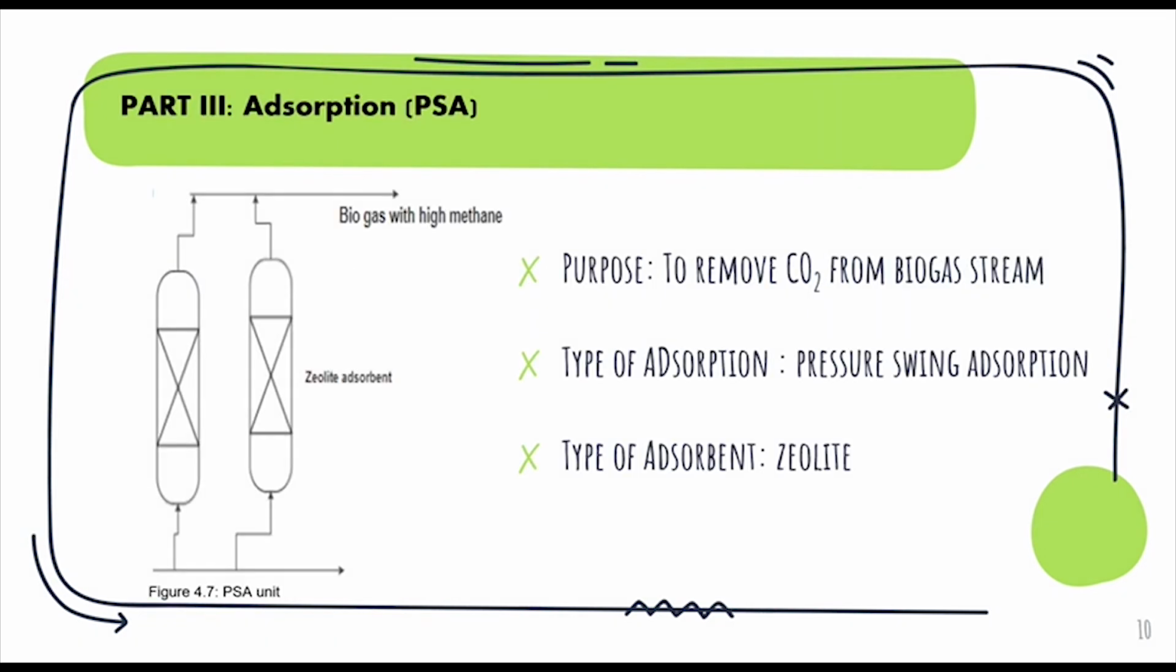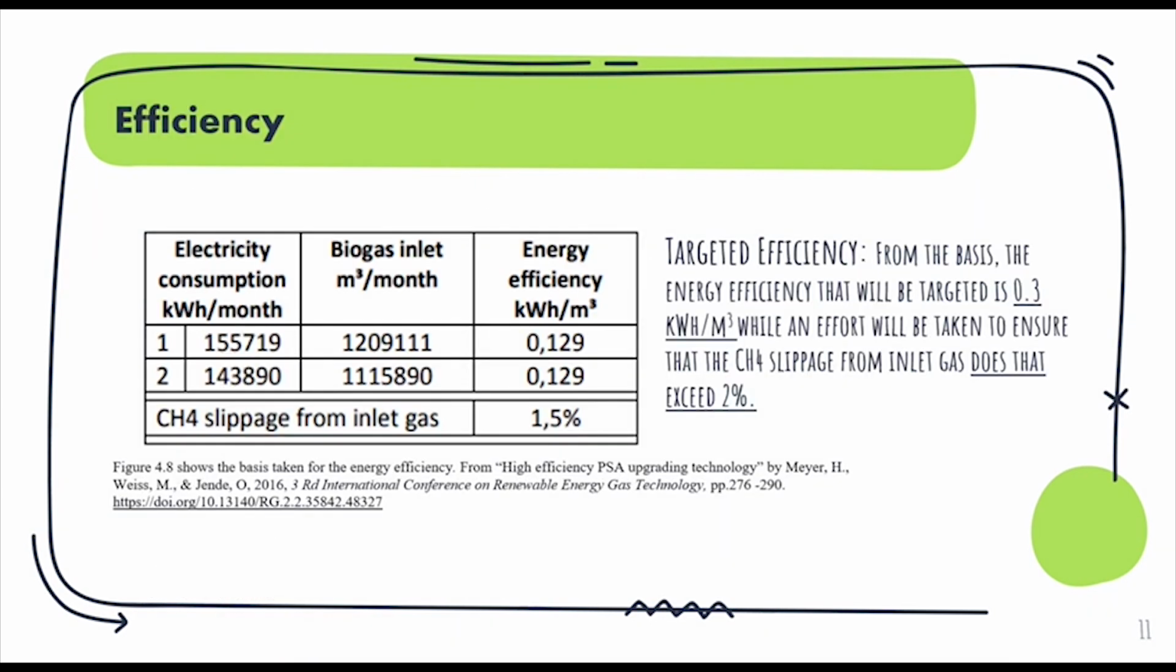In part 3, pressure swing adsorption will be used to remove CO2 from the biogas stream, and the type of adsorbent that will be used is zeolite. As for the efficiency, figure 4.8 will be used as the basis, and from the basis, the energy efficiency that will be targeted is 0.3 kilowatt hour per meter cube, while the CH4 slippage will be targeted so that it doesn't exceed 2%.